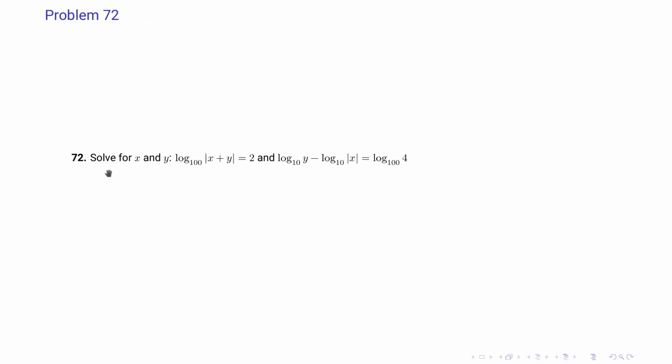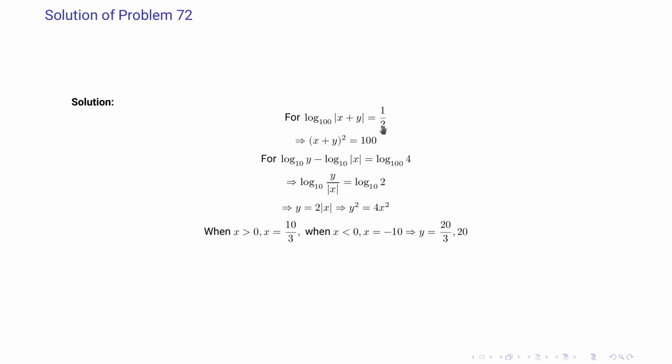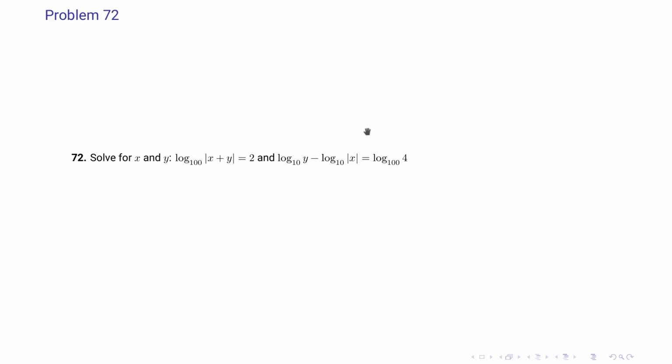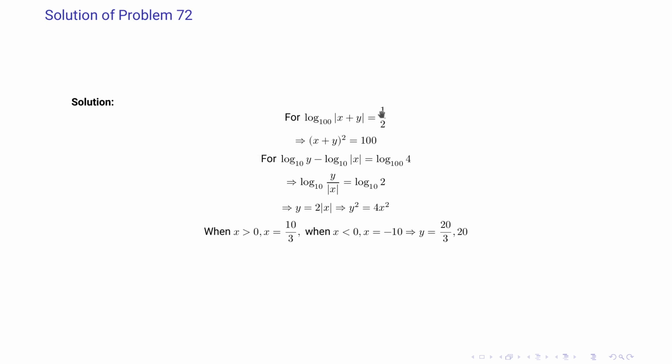Problem 72 says: solve for x and y. The first equation is log of modulus of x plus y with base 100 is equal to 2, and log of y with base 10 minus log of mod x with base 10 is equal to log of 4 with base 100. So from the first equation we can say that, okay, there is something wrong here. This should be base 10 and this should be 2. This is not half and this is not 100.